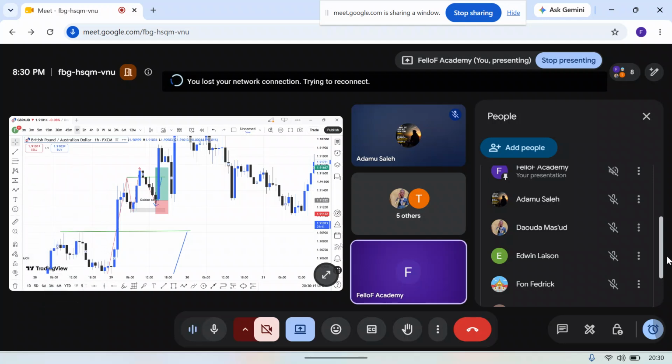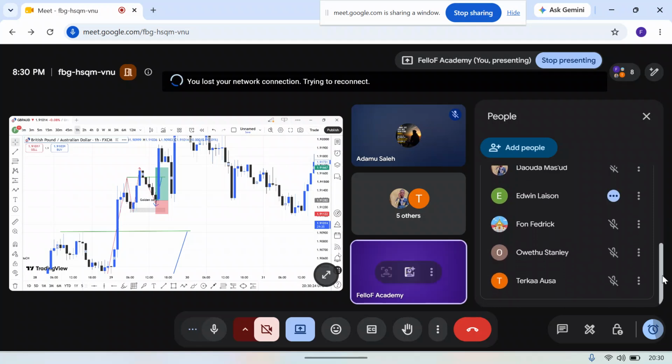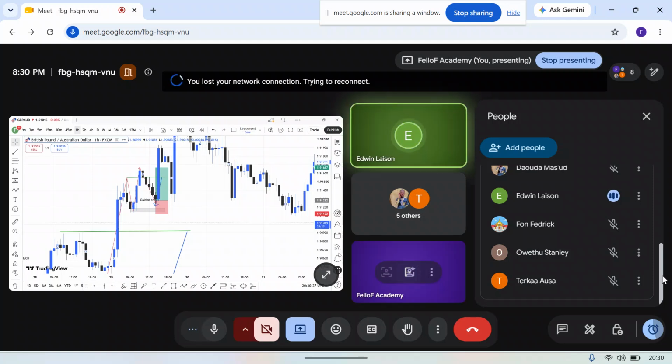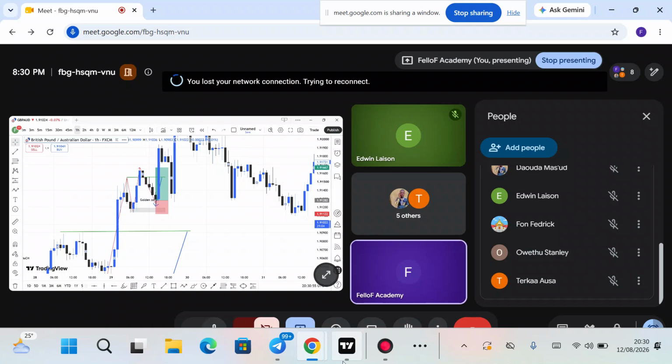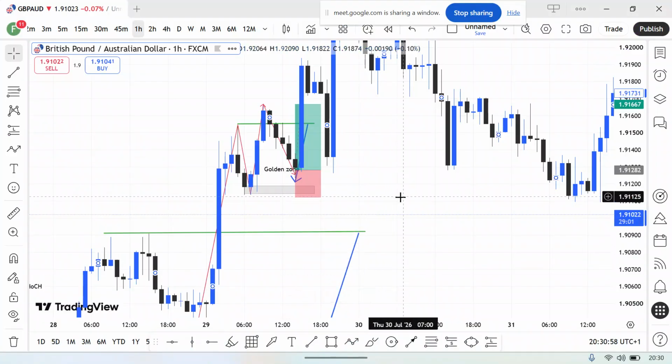Good. Edwin, listen, are you understanding? Is it making sense to you? Yeah. Everything is perfect. Good. What about you, Owetu Stanley? Are you understanding? Is it making sense? Is this your first class? No, this should be a second class. What about you, Taker? Are you understanding? All right. Those who are silent, maybe they are in a noisy spot and cannot talk.